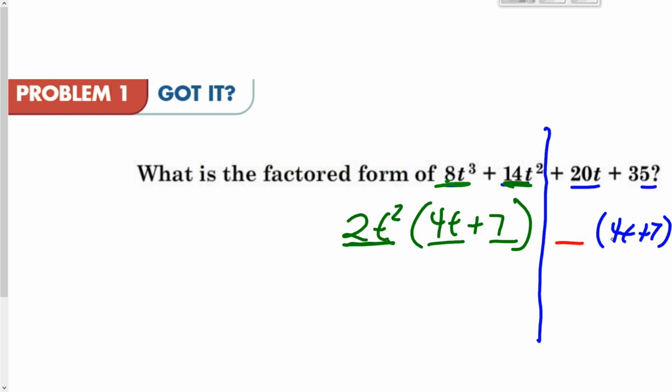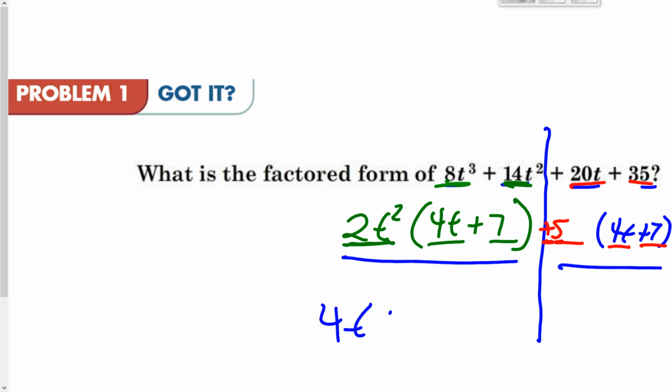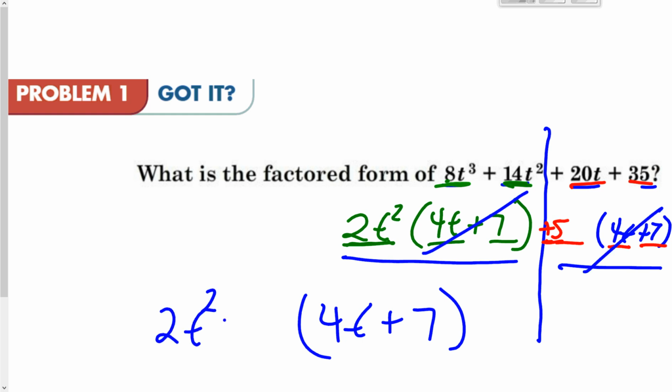Now you can ask yourself, what times 4t is 20t? Well, that's 5, and it doesn't need a t, right? It's a positive 5, so make sure you put a plus 5 there. If it's a negative, make sure you put a negative 5. And then you can check, is 5 times 7 35? Yep, so you're good. Now we can factor out what's the same on this side and this side. That is 4t plus 7. And then when you take that out, what's left? 2t squared plus 5. Doesn't matter which order these parentheses go in.